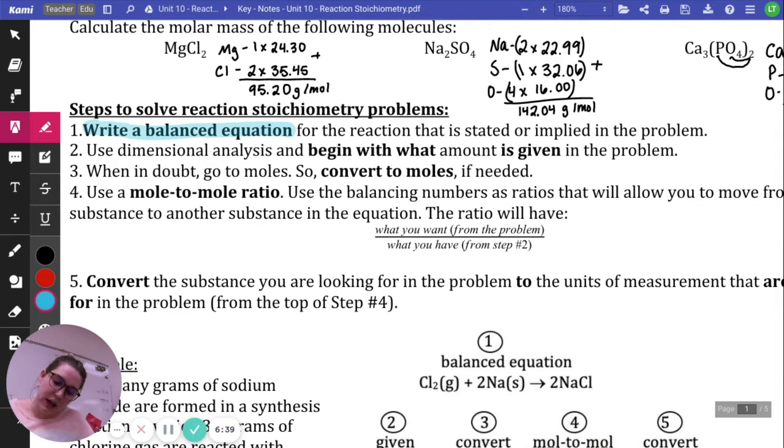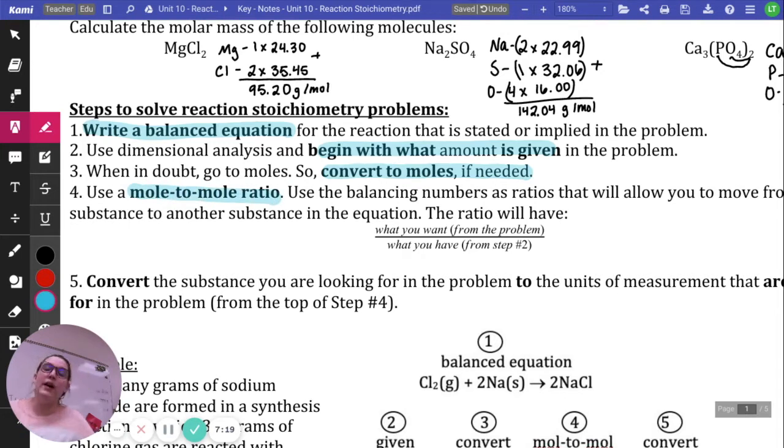Then what you're going to do is begin with what is given. I always say take what's given. We always have to give you something in order for you to be able to solve the problem. So what is that given? Pull it out. That's your starting point. It's going to go in the first box of your stoichiometry. When in doubt, moles it out. If you're not in moles, get to moles, convert to moles. If you're in moles, you're good to go. We do that, really in this unit, by using our molar mass from our periodic table. And then we'll use our mole-to-mole ratio.